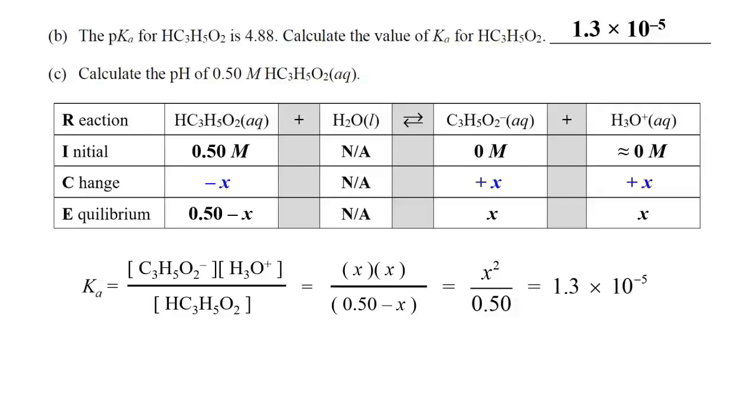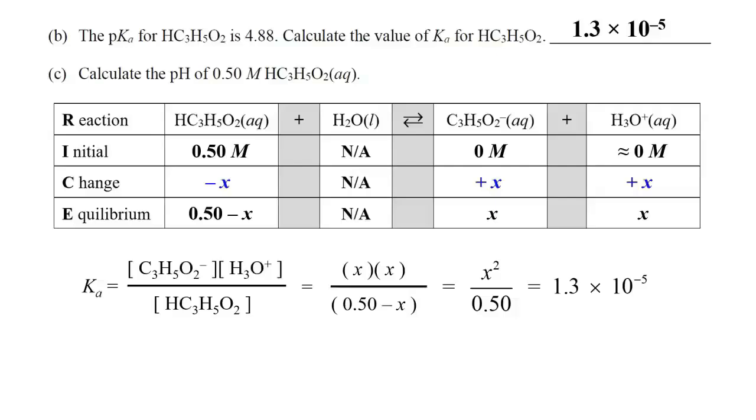So you can see that I set up a RICE table, and at the end of the RICE table, I had the concentration of the hydronium ion as well as the conjugate base as X, and that was on the top of my Ka expression. And on the bottom of my Ka expression was 0.50 minus X. And then as you recall from that earlier video, I talked about how we can make the simplifying assumption for a weak acid that the value of X is much smaller than the original concentration of the acid, the weak acid.